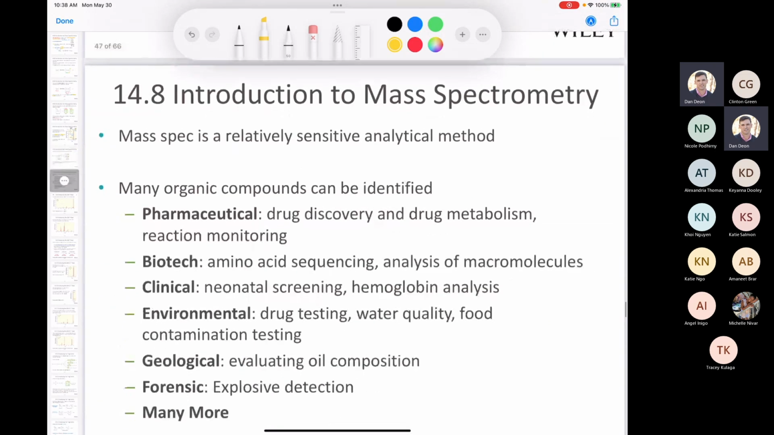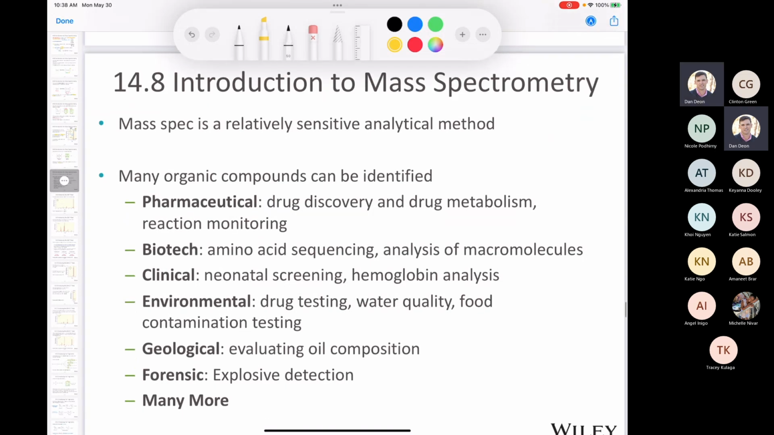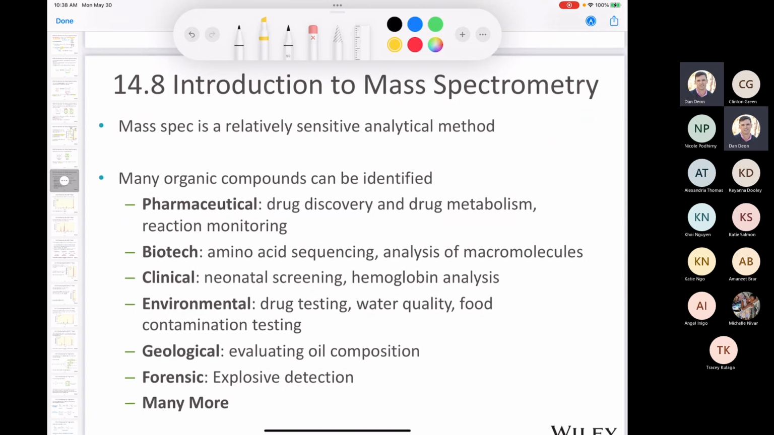I told you before I started recording this that if you are interested in mass spec and you are good at mass spectrometry, if you have a talent for it or a knack for it, or maybe even just a love for it, there's lots of employment opportunities for people who are interested in mass spectrometry.